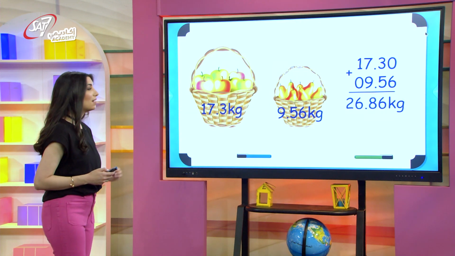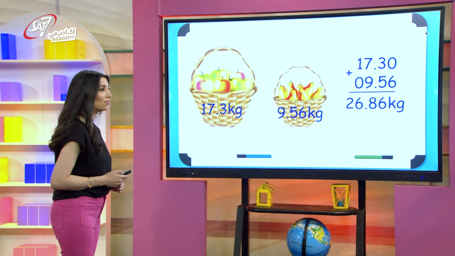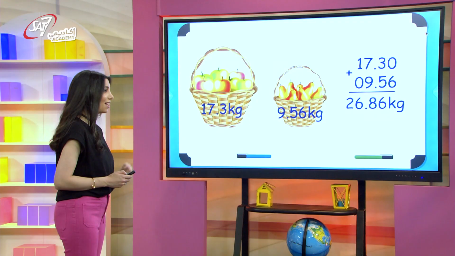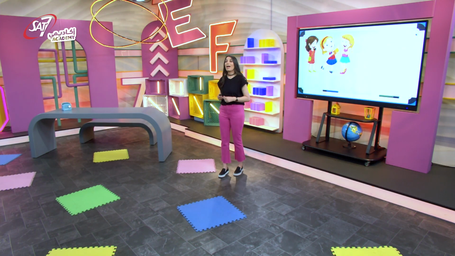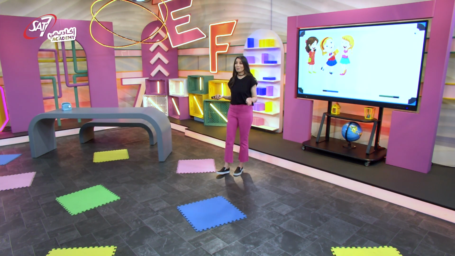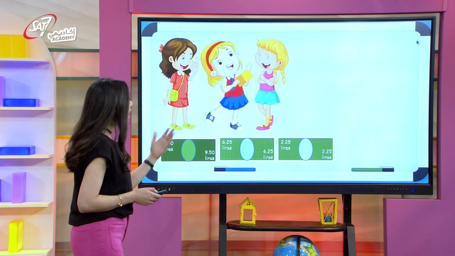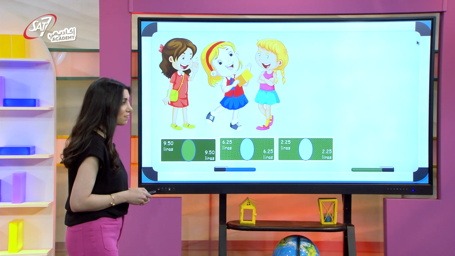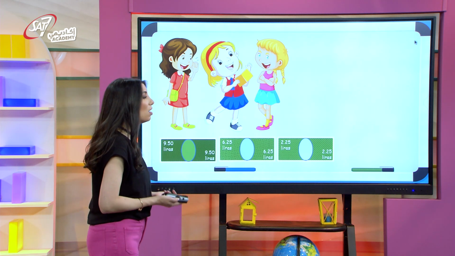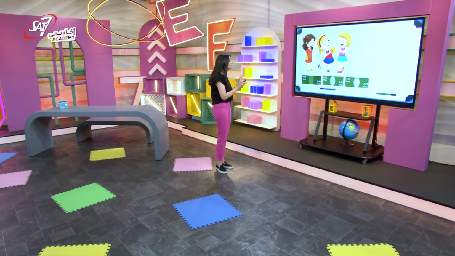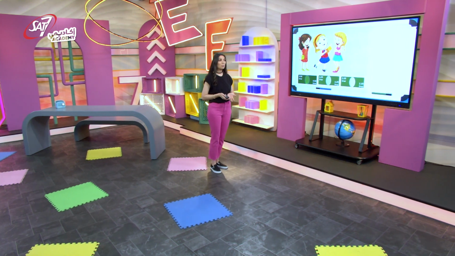The farmer picked around 27 kilograms. He picked slightly less than 27 kilograms, to be exact. Salam, Farah, and Iman earned money last week. They earned 9.50 liras, 6.25 and 2.25 liras. They divided the money equally among the three of them. To know how much money each one got, first we must find the sum. Do you think we can add these amounts without a pencil and a paper?